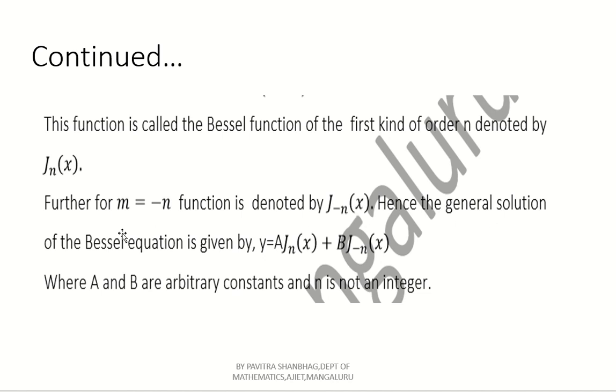Hence the general solution of the Bessel equation is given by what? y equal to a Jn(x) plus b J minus n(x), where a and b are arbitrary constants and n is not an integer. It may be real also. Okay. So this is nothing but the solution of Bessel's equation.